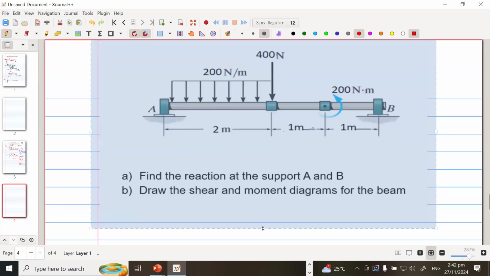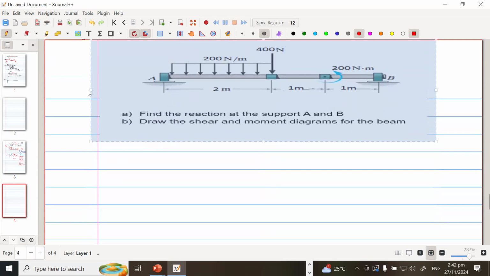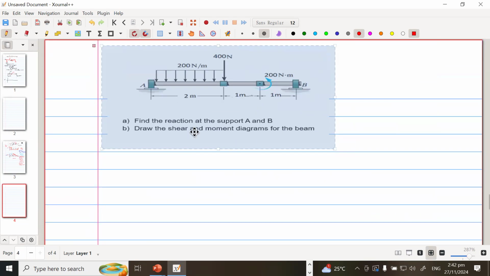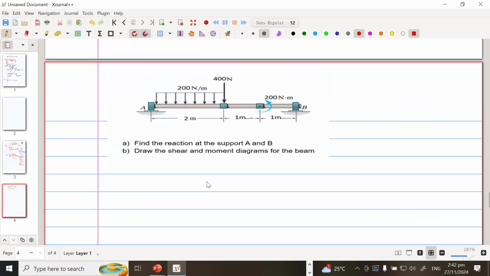You guys remember how to calculate the reactions for this one? Talk to me. We're going to go through it very quickly. For this one, it says you must get the reactions at A and B, the same thing I would ask typically on an exam paper. So it's the same thing. You're going to draw your free body diagram.